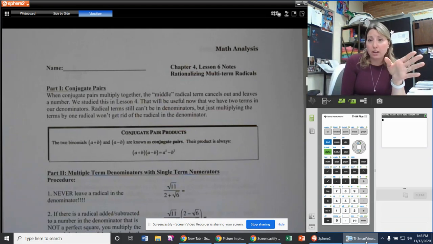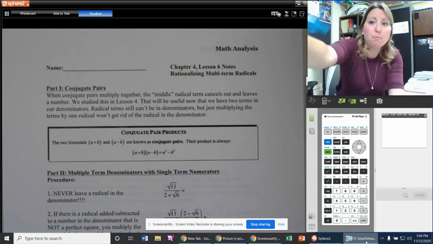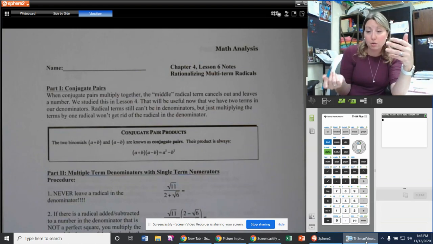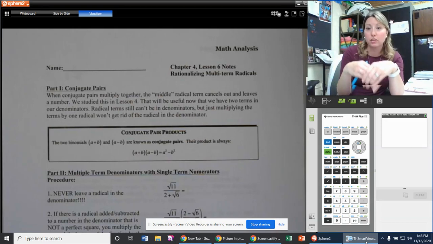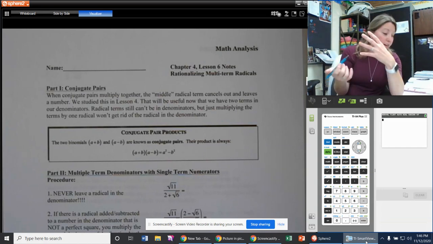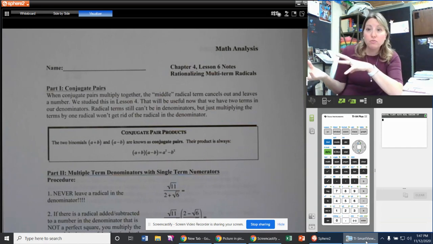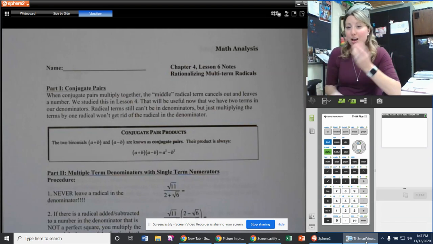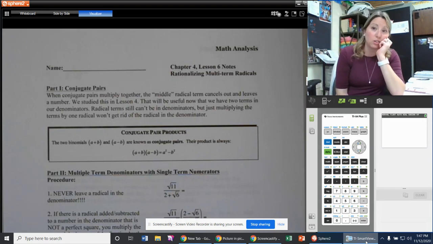This brings us back to when we were talking about multiplying in the second lesson, so lesson 4, and I started multiplying conjugate pairs together. And you noticed that when I multiplied conjugate pairs together, the middle radicals canceled each other out. The deal with that is that it leaves us a whole number, and that whole number is allowed to be in a denominator, while radicals are never allowed to be left in a denominator.